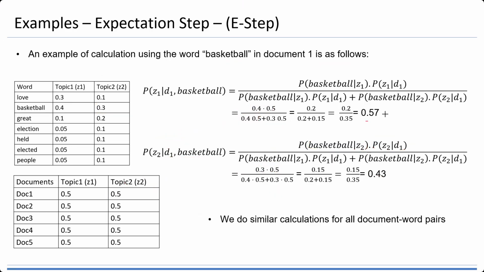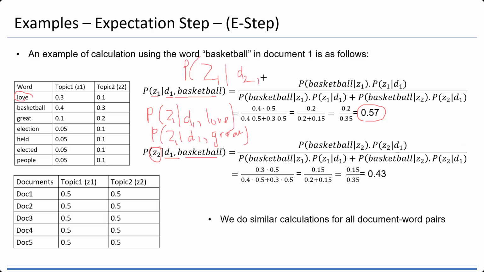You can get the value for the word basketball in document 1 for the topic 1, and you can get the basketball in the document 1 for the topic 2. So you can use all the words. We can also do the probability of Z1 document 1 for the word love. We can also do the probability of Z1 for document 1 for the word great. And we will also do the probability of Z1 given the document 2 basketball. So we will do for all documents, for all words, and for all the topics.